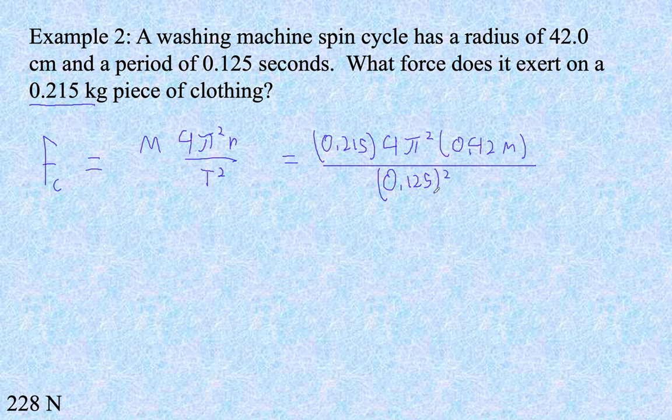All right, so don't forget to square that T. Kids forget that. Like I said, so m 4 pi squared r over T squared. Okay, so 0.215 times 4 pi squared times 0.42 divided by 0.125 squared, so it's about 228 newtons of force. Yeah, washing machine drums have to be pretty strong.